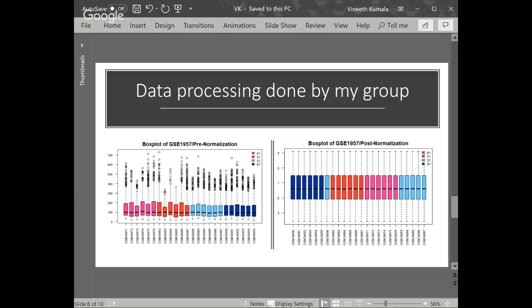So these are a few screenshots from the data processing that was done. Here, if you see the box plots prior to normalization and post-normalization, the spread of individual probes is different, and the medians seem to lie around the value of 100. But after the normalization, we can see that all the median values are aligned.